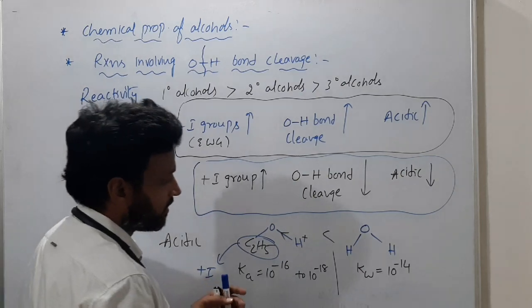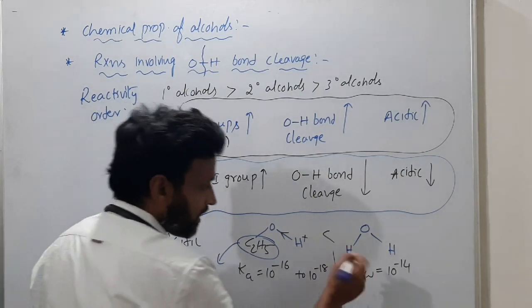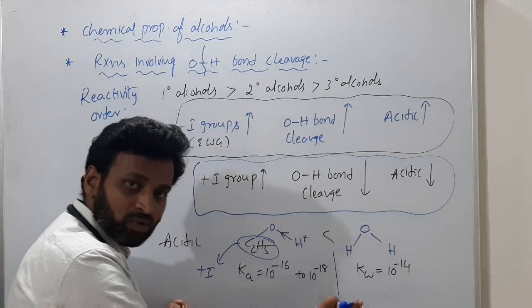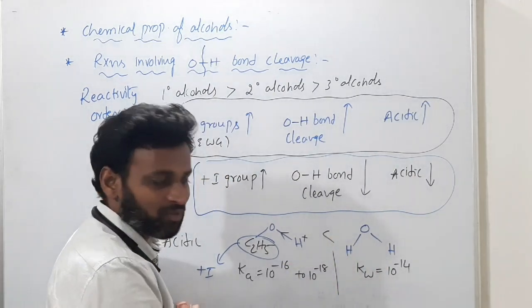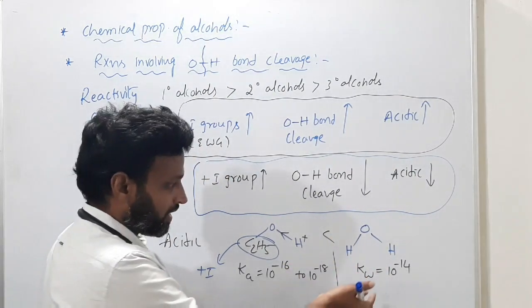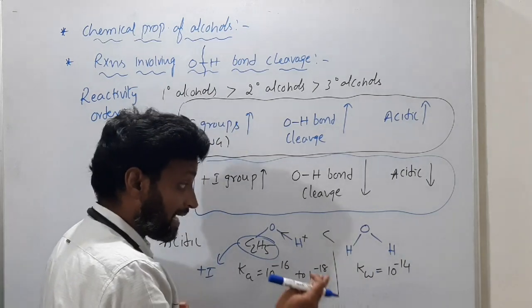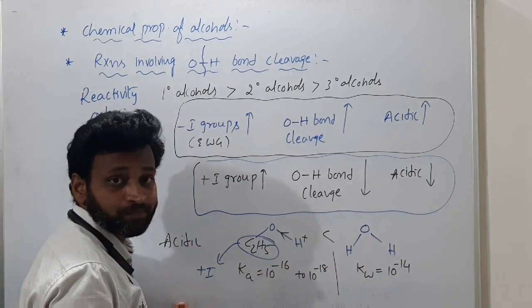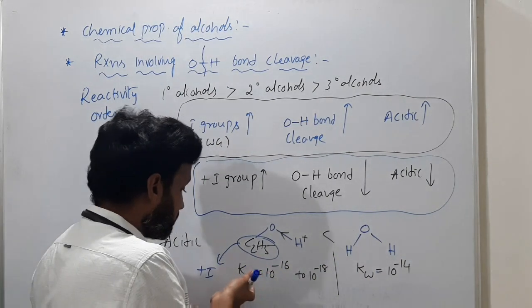But here there is no alkyl group, both are hydrogen. Of course water is also a very weak acid actually. Water we call neutral. That's why Kw is 10 power minus 14. Than water this is more neutral. But alcohol is less acidic.